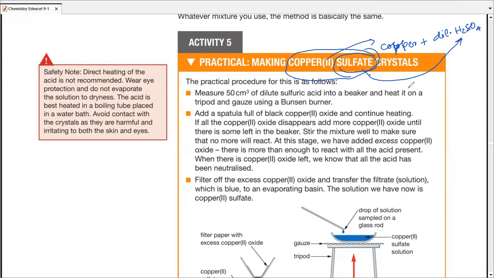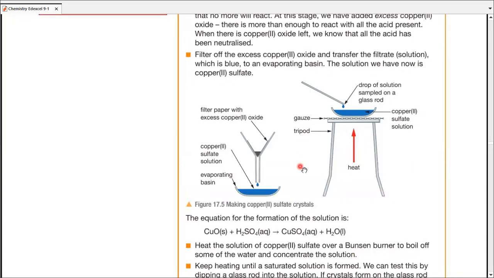Don't forget the parent acid rule. Chloride salts are made by hydrochloric acid, sulfate salts are made by sulfuric acid, nitrate salts are made by nitric acid, and so on and so forth. So we measure the acid and we heat it on the tripod using the Bunsen burner. We add a spatula full of copper oxide. Remember, the solid should be in excess, the acid should be the limiting reactant, which should completely neutralize and nothing's left out of it, which helps us with the filtration process.